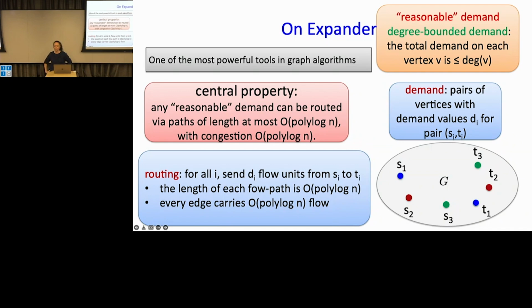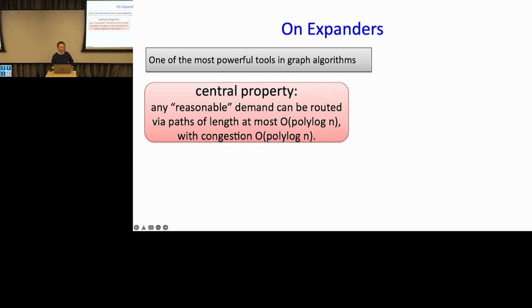So in expanders, any reasonable demand can be routed like this. What's a reasonable demand is something we'll call degree-bounded demand. We require that for every vertex V, if we look at all the demand pairs in which it participates, the sum of these demands is at most the degree of this vertex. It's very reasonable, right? So this is the central property of expanders that makes them very useful.